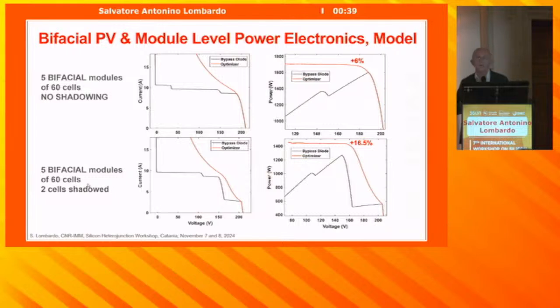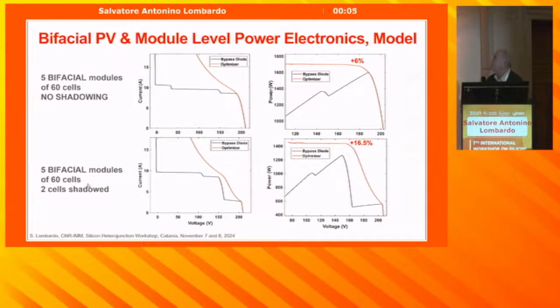And if you have a shadowed cell that may occur, for example, in applications such as residential applications, in building integrated PV or so, you can have shadowed cells. And then the AV is strongly modified because of shadowed cells. And you see here that if we use this power optimizer, we would gain quite a lot, about 16.5% energy.